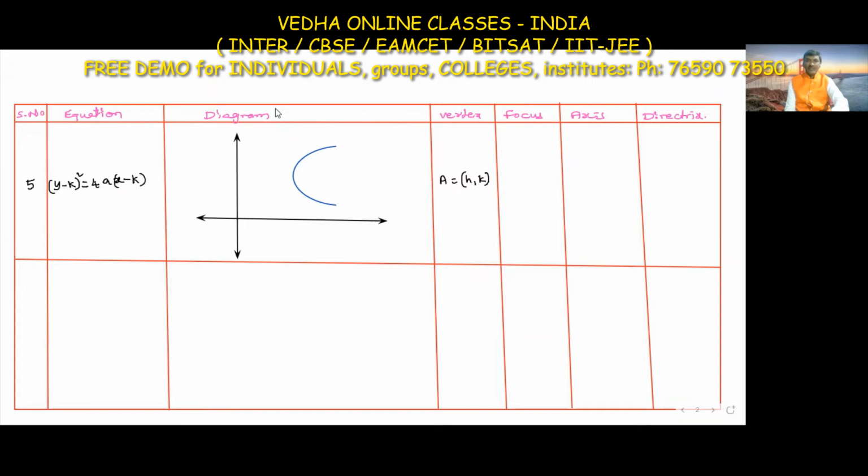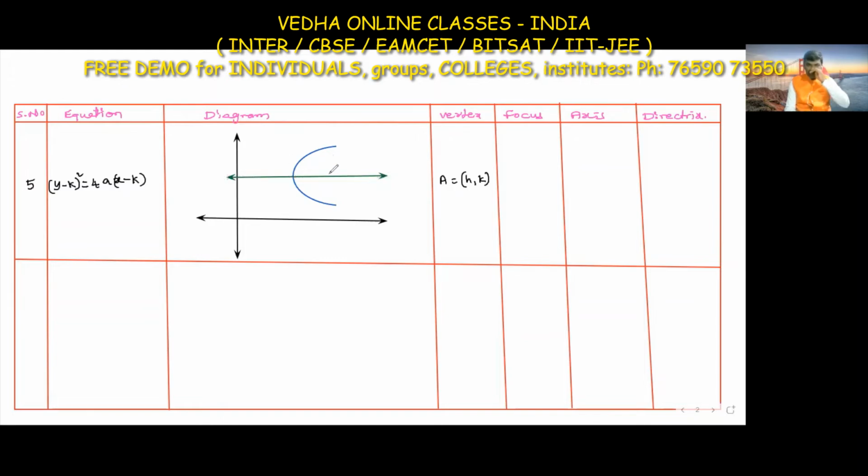Here this is the axis of the parabola. The axis of the parabola is different here. I am drawing the axis of the parabola. It is not the x-axis and not the y-axis, but it is parallel to the x-axis. The axis of the parabola is parallel to the x-axis.